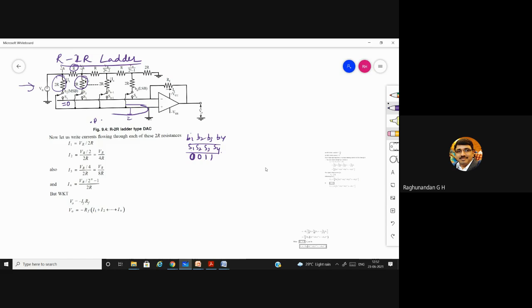After this, again we are going to apply KCL to this particular node, and again the same method, V naught is equal to IF into RF. So IF is taken as the current entering is equal to the current leaving. Current entering is I1, I2, IN, all those are the currents entering, and this is the current leaving. So IF will be equal to I1 plus I2 plus I3 till IN.